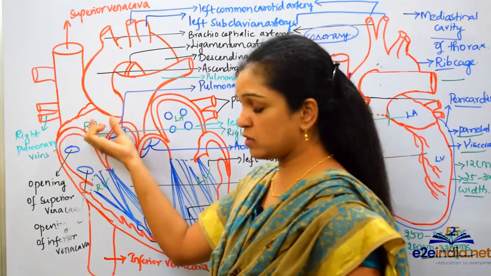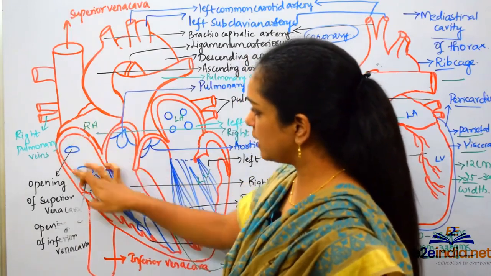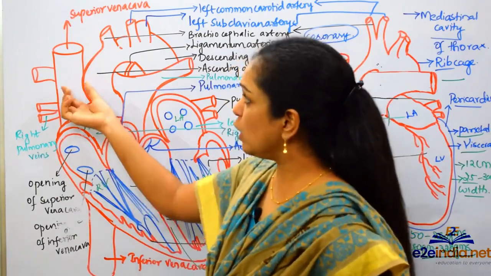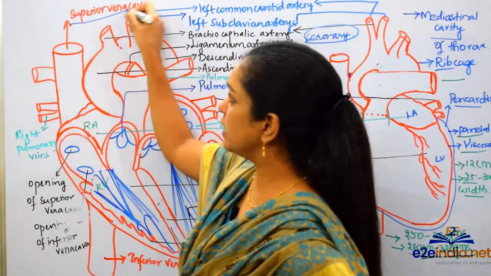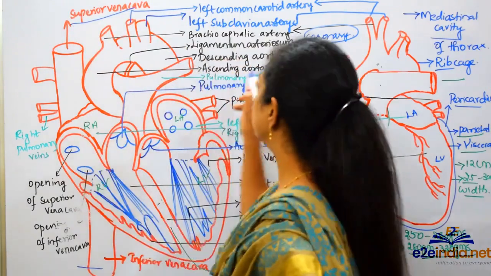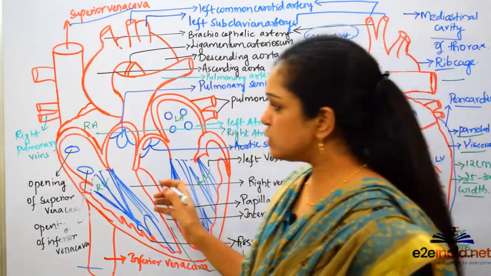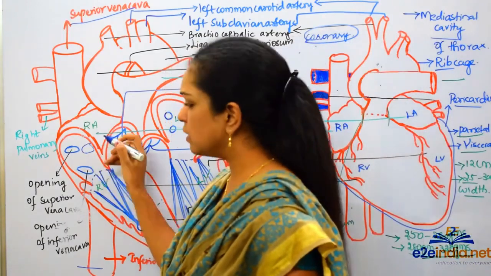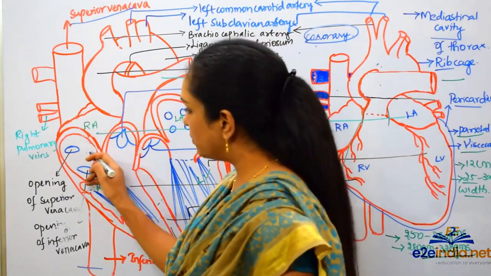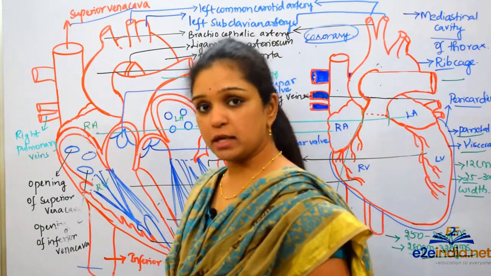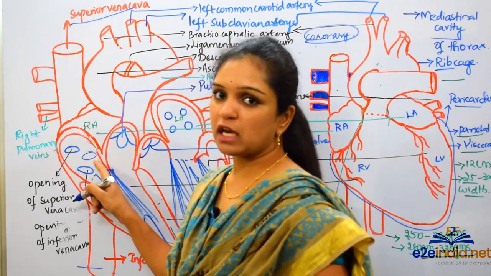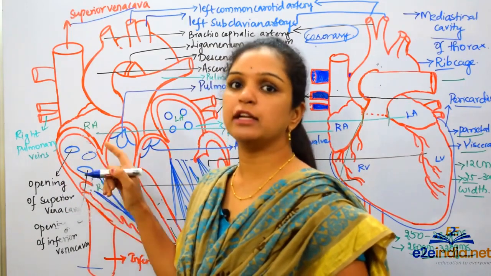Here you can observe this entire part is the right atrium, and it will receive deoxygenated blood, one from the superior vena cava, another from the inferior vena cava, and the other from the coronary veins. These veins open through certain openings: the opening of the superior vena cava, the opening of the inferior vena cava, and the opening of the coronary veins. But excluding the superior vena cava, the inferior vena cava and coronary openings are further guarded by certain valves.